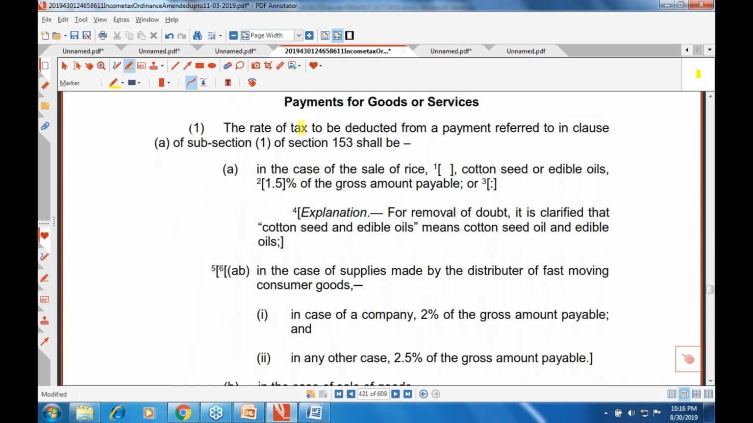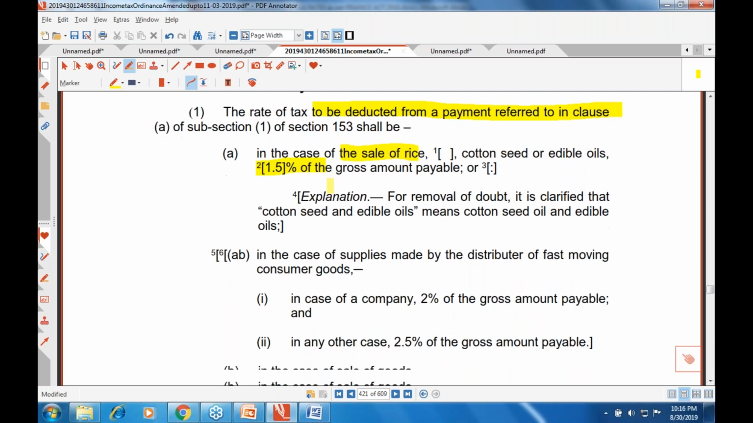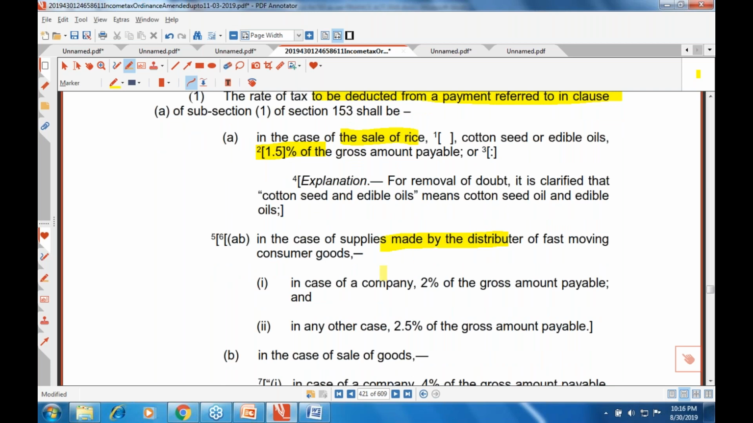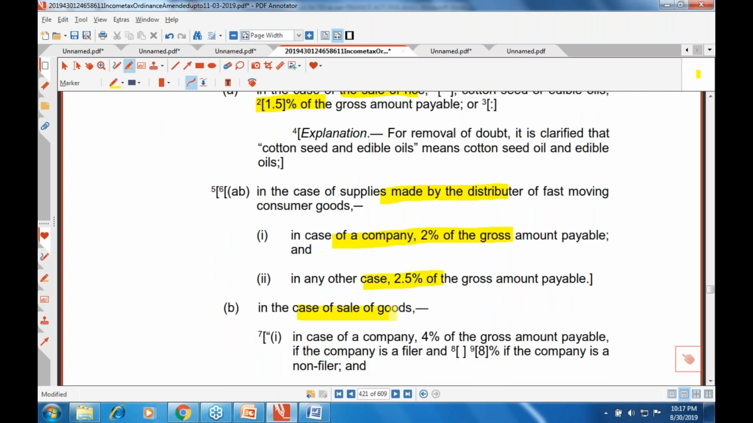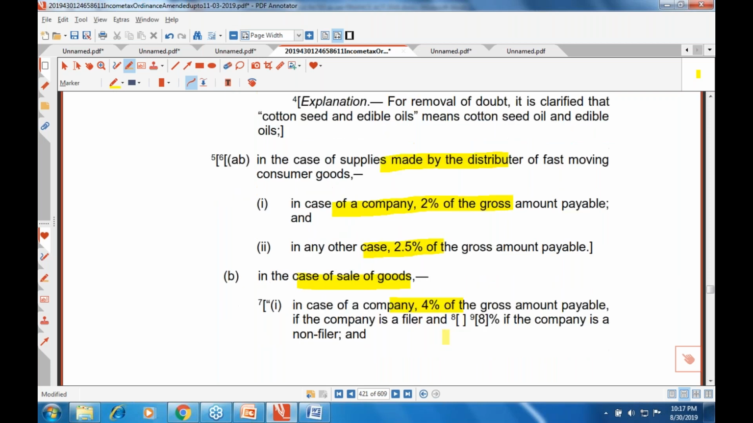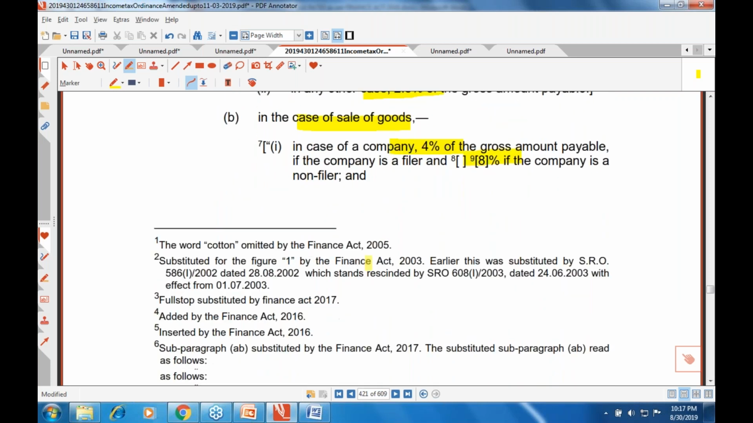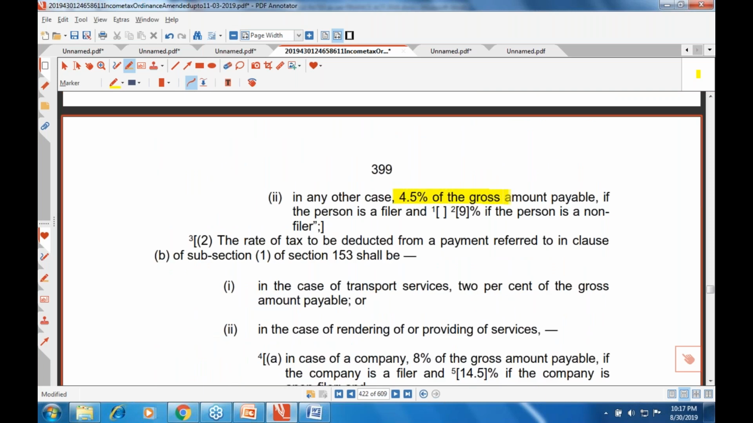Now see payment for goods. It says the rate of tax to be deducted from payment referred to. In the case of sales of rice or cotton seeds, 1.5% of the gross amount payable. In case of supplies made by a distributor of fast moving goods, in case of a company, 2%. In any other case, 2.5%. In case of sale of goods, in case of a company, 4% if filer, 8% if non-filer. In any other case, 4.5% of the gross amount if filer, 9% if non-filer, etc. So there are specific tax rates that are mentioned. Basically, all of this falls under the presumptive or the final tax regime.